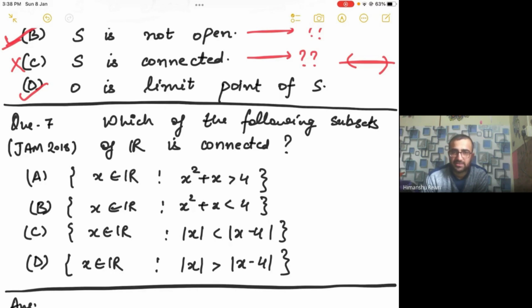Option B is x square plus x is less than 4. Option C is mod x less than mod of x minus 4. Option D is mod x is greater than mod of x minus 4. There are two ways of doing this question. One way is to find the whole sets A, B, C and D by defining the modulus property and using the inequality. The other way is using a graphical approach.